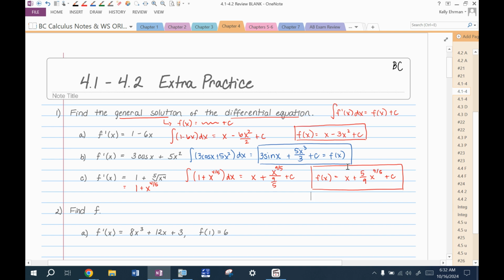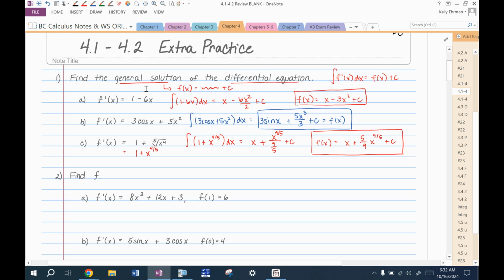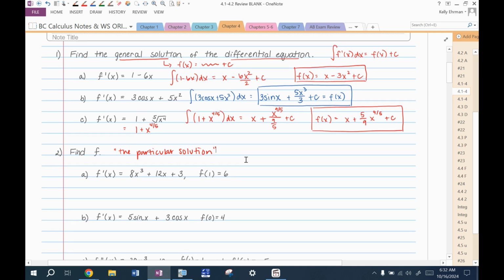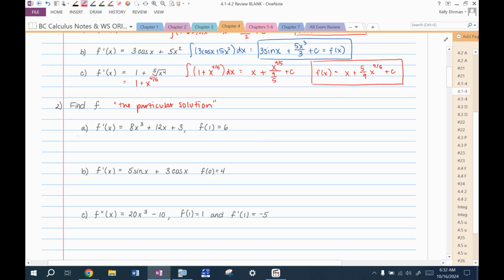All right. Next problem says find f. So instead of the general solution, sometimes they call this the particular solution. So they want us to figure out what is the specific plus c that you need to have in order to achieve whatever function value they're telling you. So you start off the same way. We're going to start off by saying, well, f of x is equal to the integral of 8x cubed plus 12x plus 3 dx.